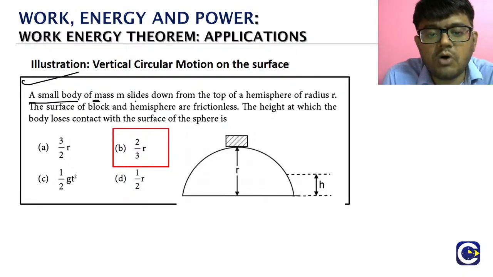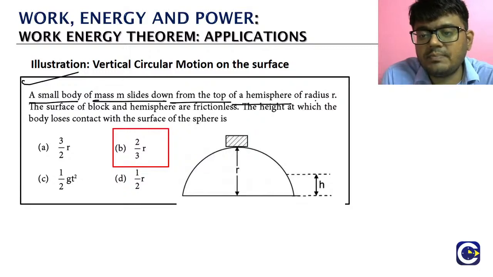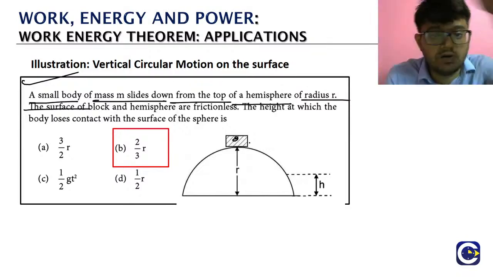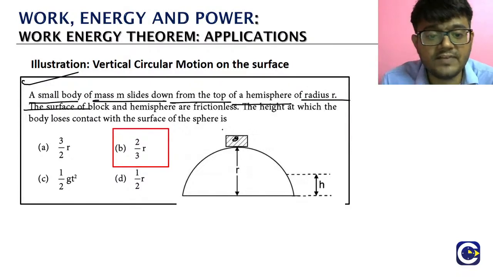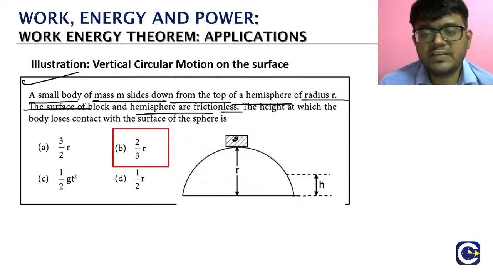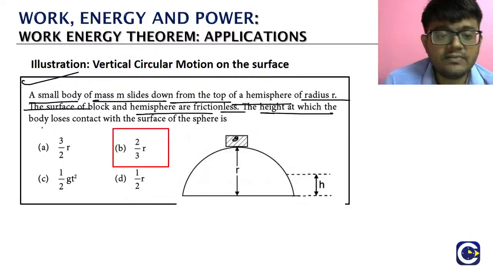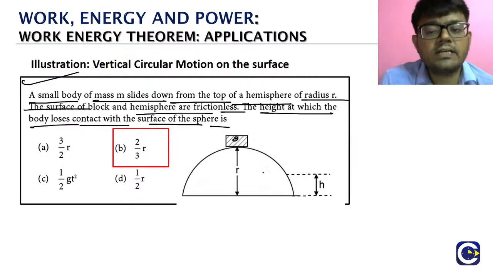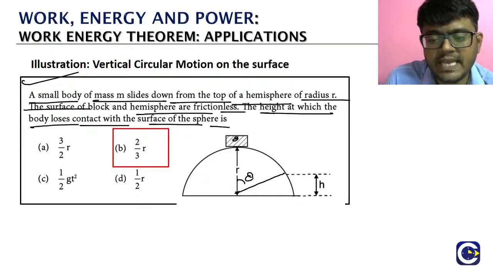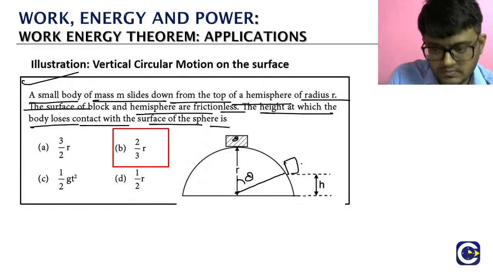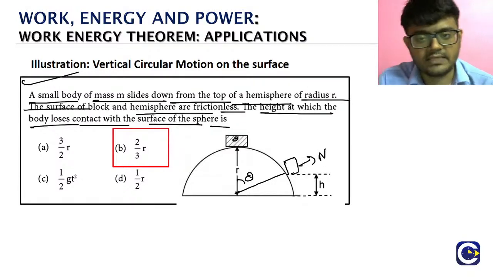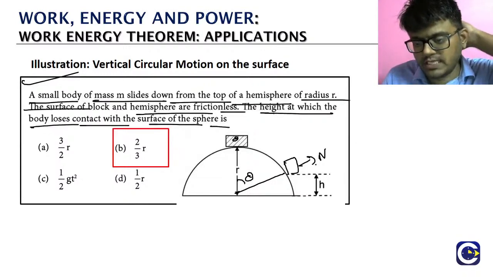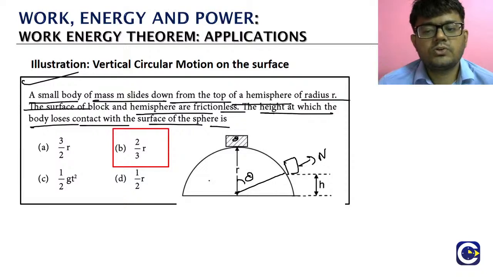A small body of mass m slides down from the top of a hemisphere of radius r, from outside, as I said. So it is sliding down from the top of the surface, frictionless, there is no friction. Find the height at which the body loses contact with the surface of the sphere. So where will it lose contact? Let us say it covers an angle theta. What is the condition for losing contact? The normal reaction value should become 0.